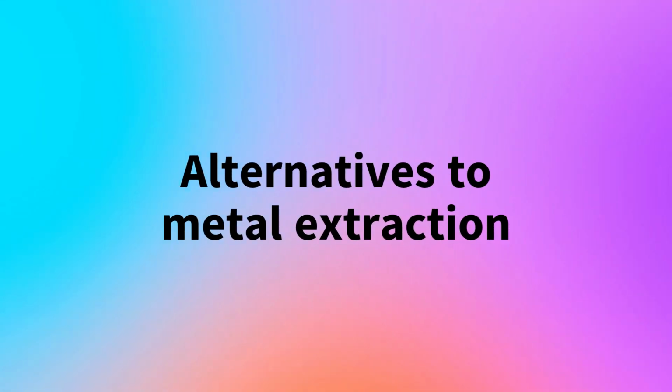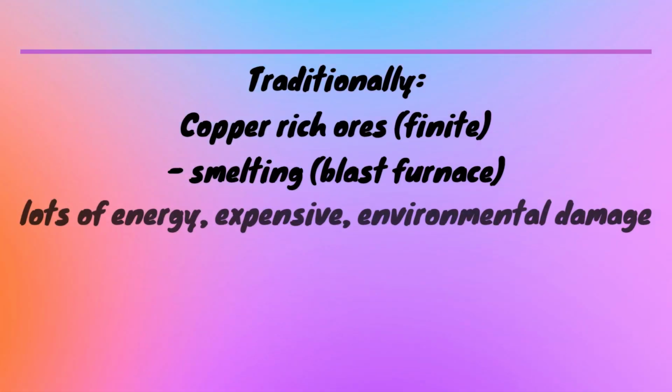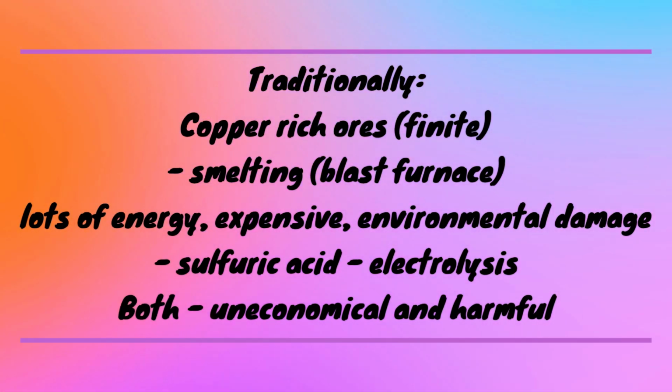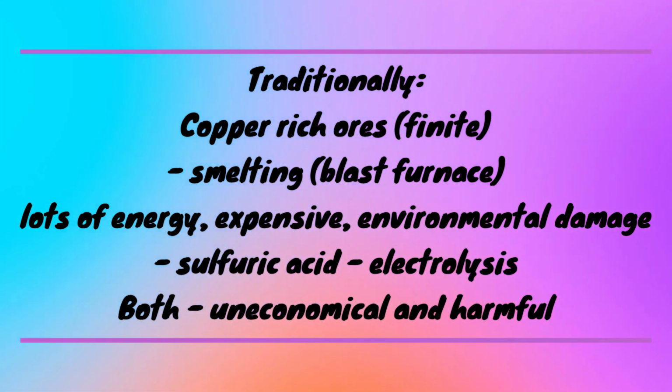The next topic is alternatives to metal extraction. Copper is often used in electrical wiring, but copper-rich ores are finite. Typically, copper is extracted via smelting, or it's reacted with sulfuric acid to produce copper sulfate and is then extracted via electrolysis. But these traditional methods are increasingly becoming uneconomical and very harmful to the environment.